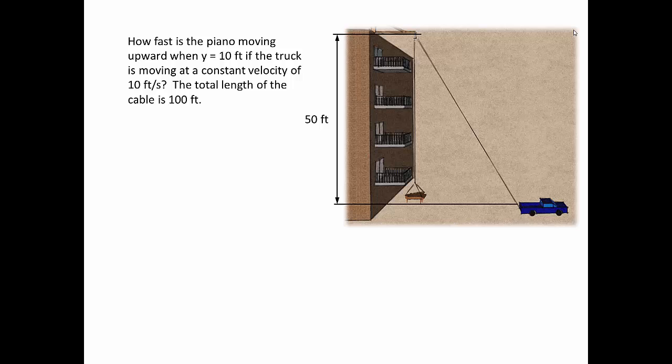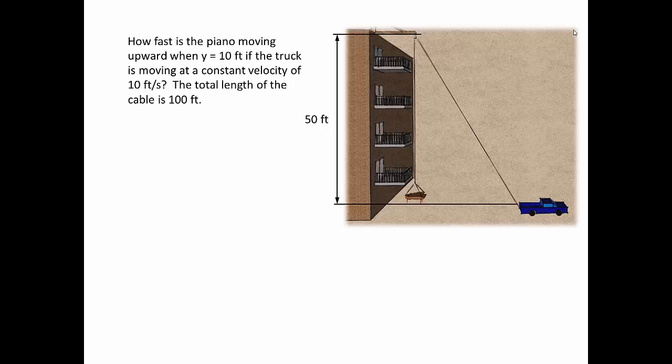Now let's look at something a little more complicated. We want to find out how fast this piano is moving upward when it's off the ground 10 feet, if the truck is moving at a constant velocity of 10 feet per second. The total length of the cable is 100 feet.